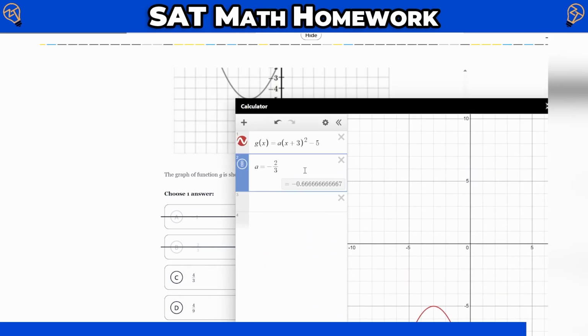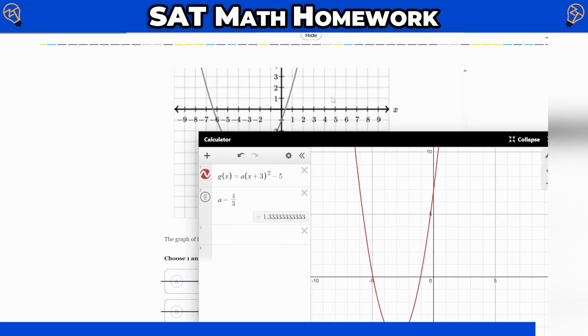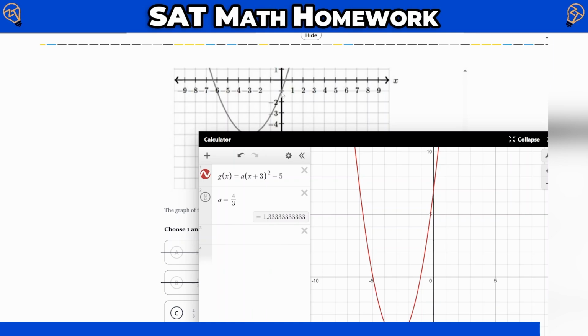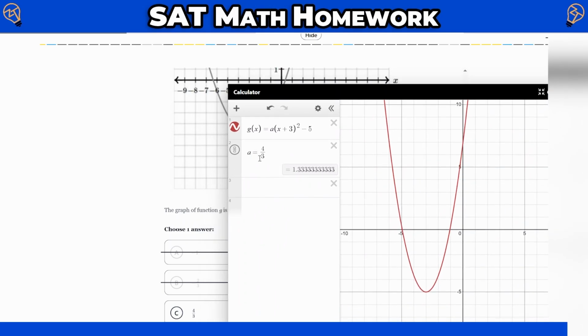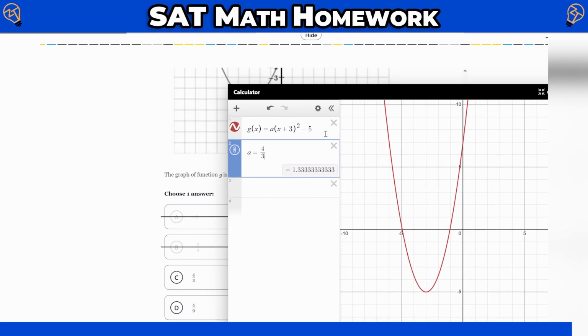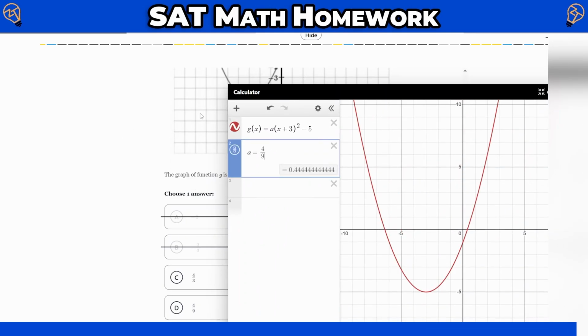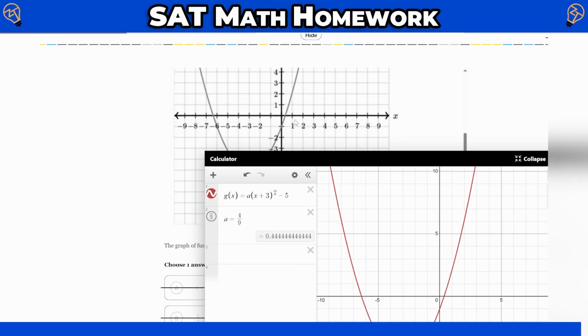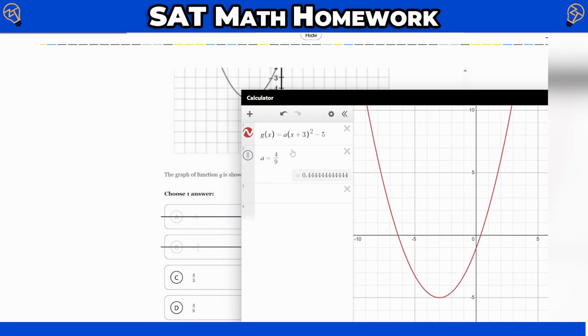If I type in 4/3, we get this parabola, which looks more like ours. However, when you go up here, you can see that at this part, it passes over to the positive x values right here, whereas this function doesn't do so until way up here. So it's looking like 4/9 is going to be the correct answer, but let's just verify that. Yeah, that looks exactly like our function, and we're able to get the answer is D.